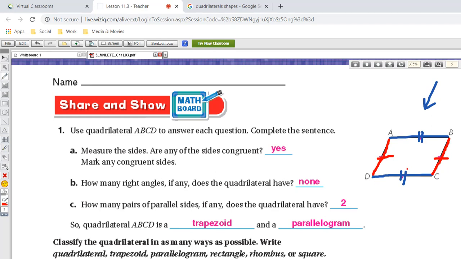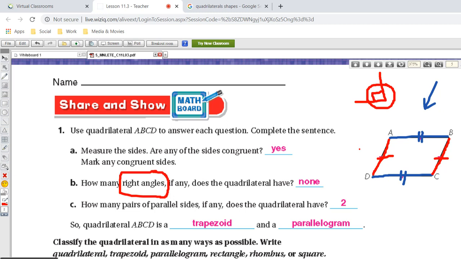Okay, so are there any right angles here? We ask ourselves, are there any right angles here? There are no right angles, because right angles are denoted, as we studied before, by this small square. This small square means a right angle. So there is no right angle in this shape.